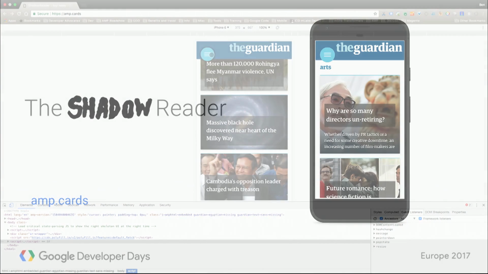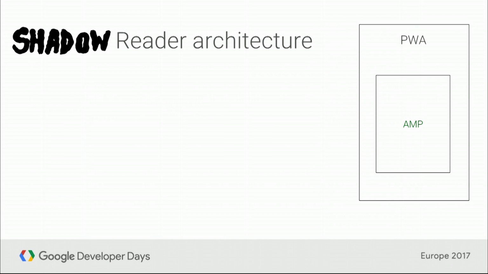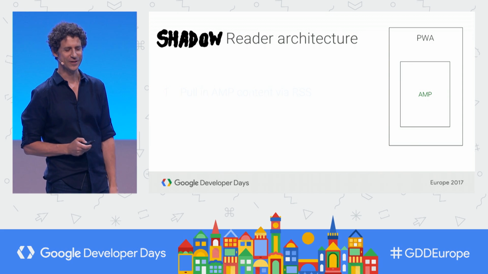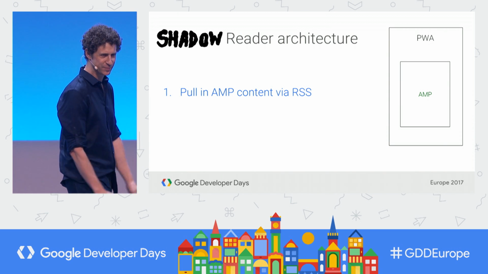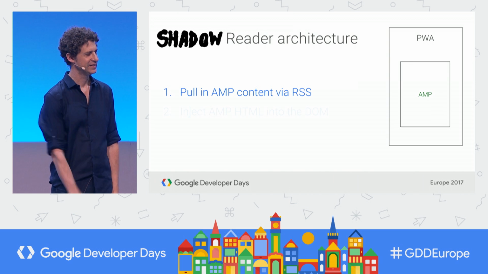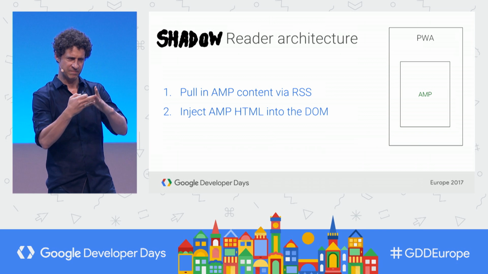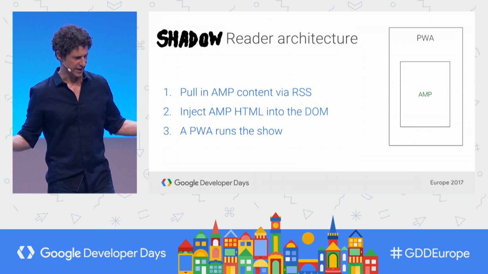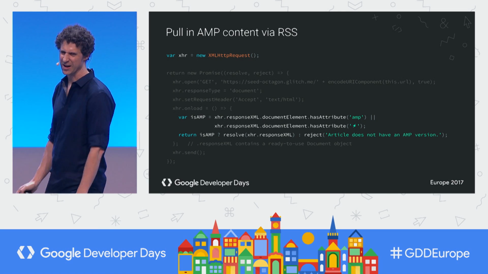We're going to talk more about how this thing is built. How is this thing built? As we discussed already before, there's your AMP page living within the PWA. That's the real key. And three things happen. The first thing is that AMP content gets pulled in from an RSS feed, and then we inject the AMP HTML right into the DOM. And then around all that is a lovely progressive web app making this nice immersive experience we were talking about here. Here's the first step, not that complicated.